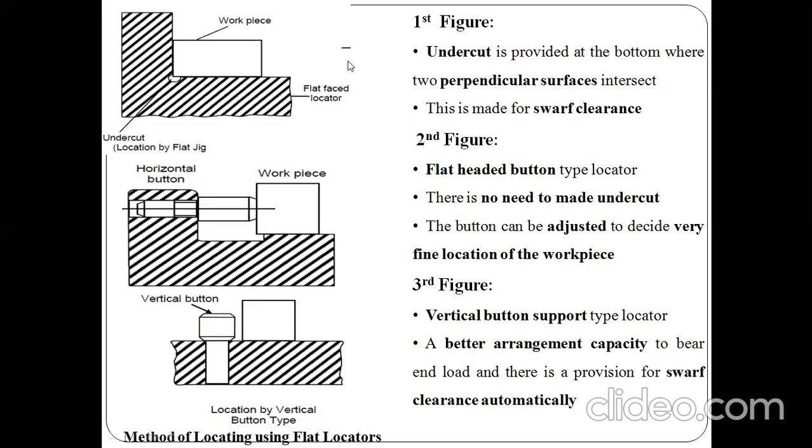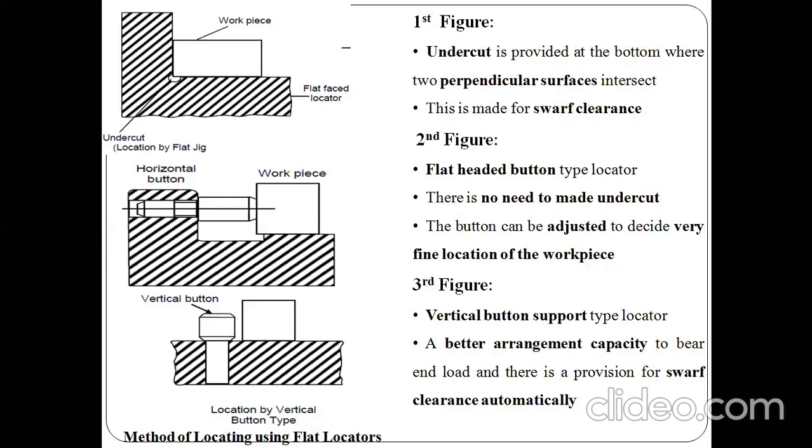And an undercut is provided at this location. What is the meaning of this undercut and why is it provided in the first figure? The undercut is provided at the bottom where these two perpendicular surfaces meet. The main function of this undercut is to remove the curled chips or the burr generated after the machining process. We need to remove these, and this is also known as a swarf cleaner. This is your first figure, which represents locating a flat surface.